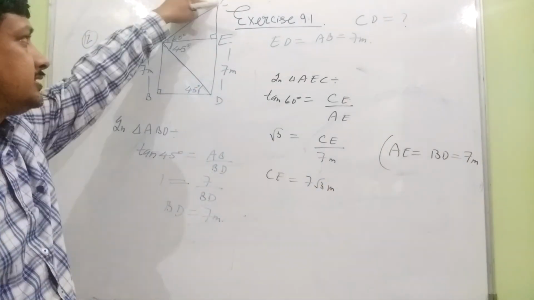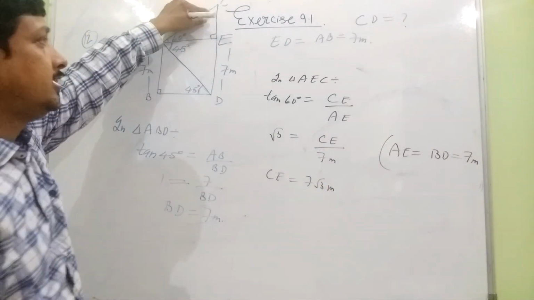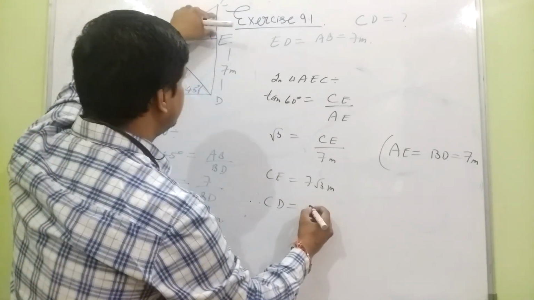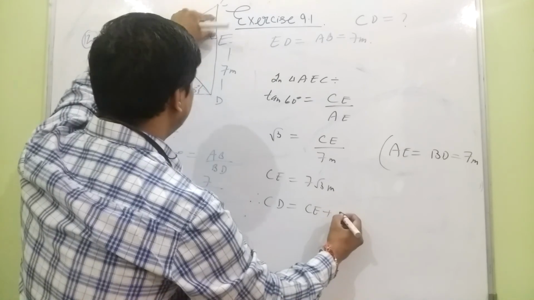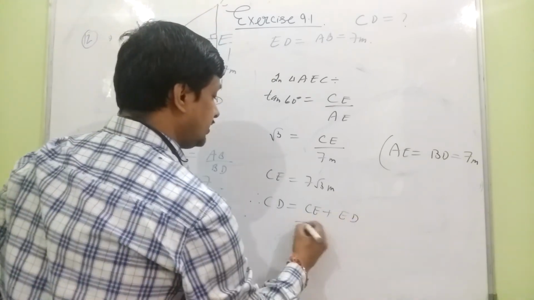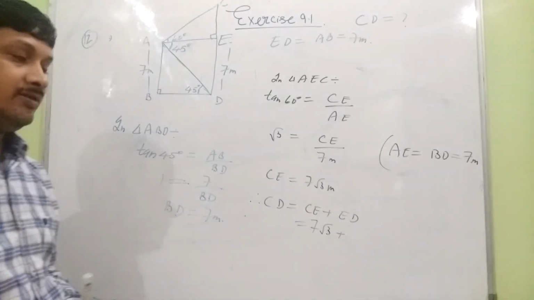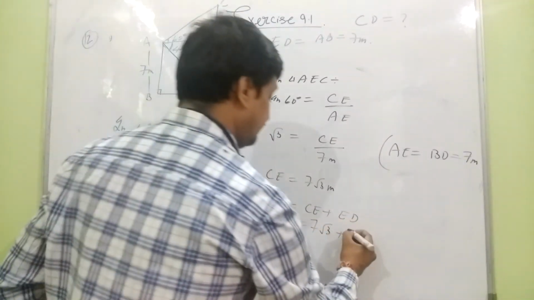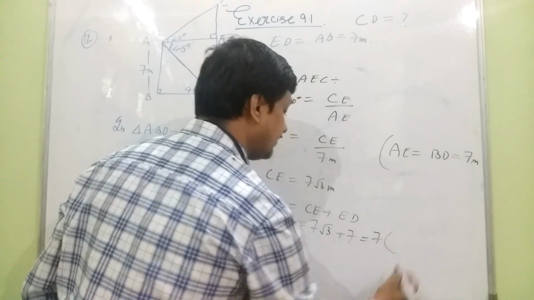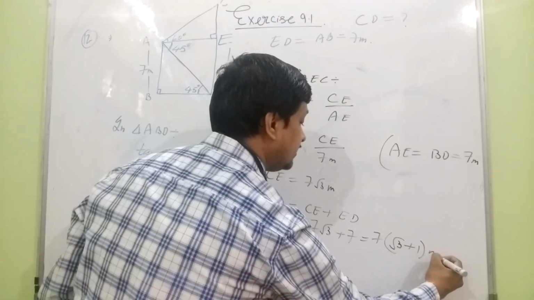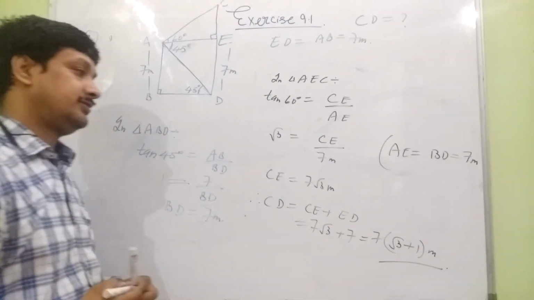But tower is CD, not only CE. So to get CD, we will just add CE to ED. So what is the value of CE? It is 7 root 3. And what is the value of ED? It is 7. So you can take 7 as common, and you will get 7 times root 3 plus 1 meter. So this is your answer.